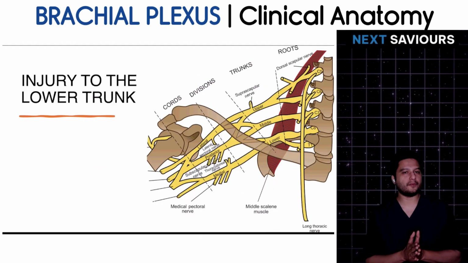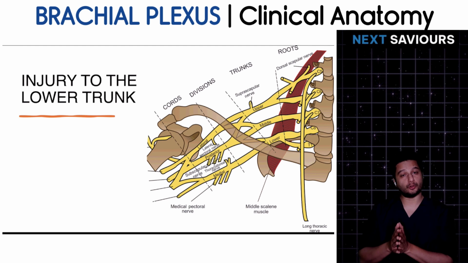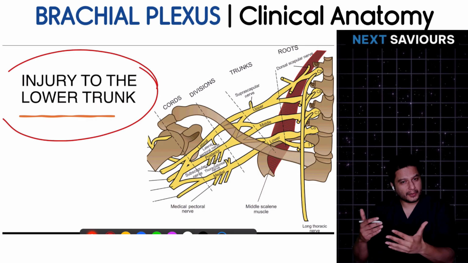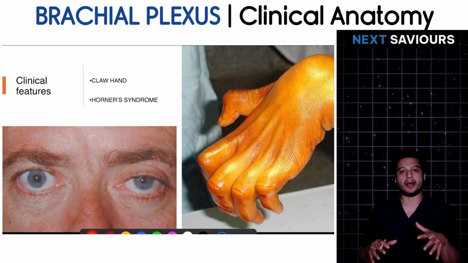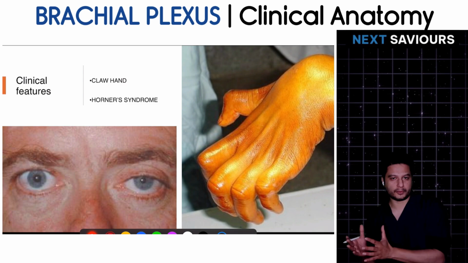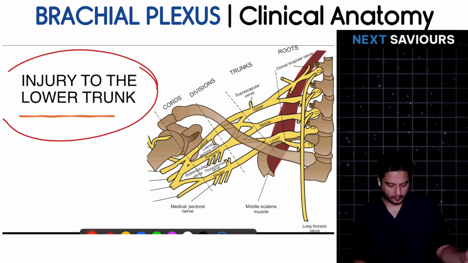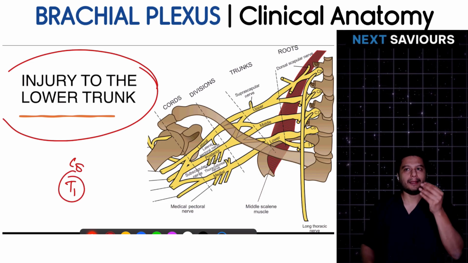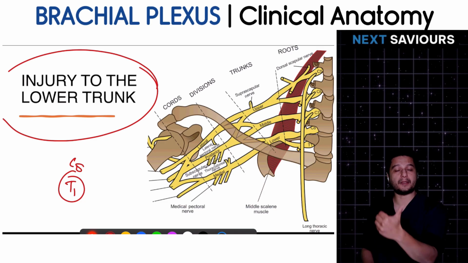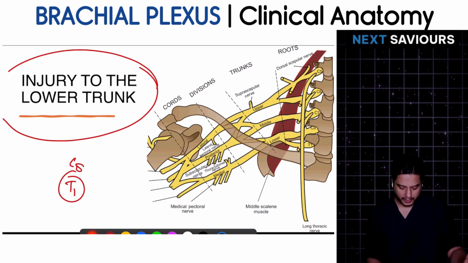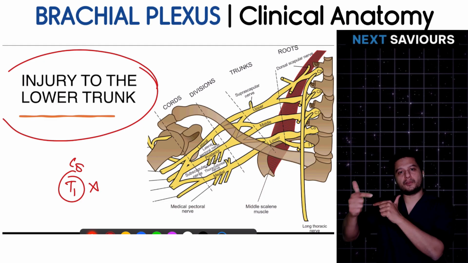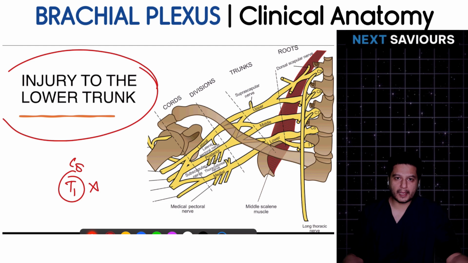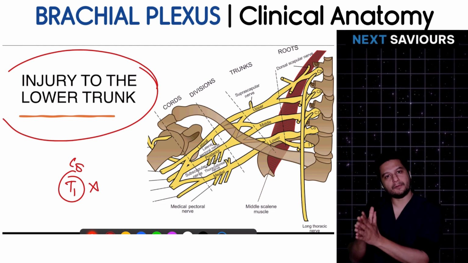And then finally, we'll be talking about injury to the lower trunk of the brachial plexus. Injury to the lower trunk of the brachial plexus will result in two clinical features. One is a claw hand and the other one is Horner syndrome. Why? Because the lower trunk of the brachial plexus is made up of C8 and T1. And as we have already talked about, T1 is responsible for supplying a sympathetic drive to the eye. If there is an injury to the T1 root, it will result in a loss of sympathetic function to the eye.